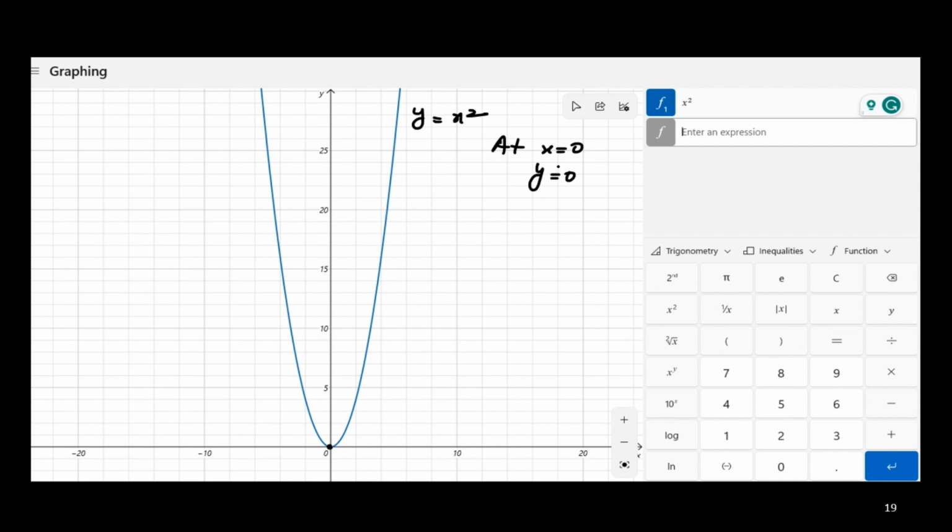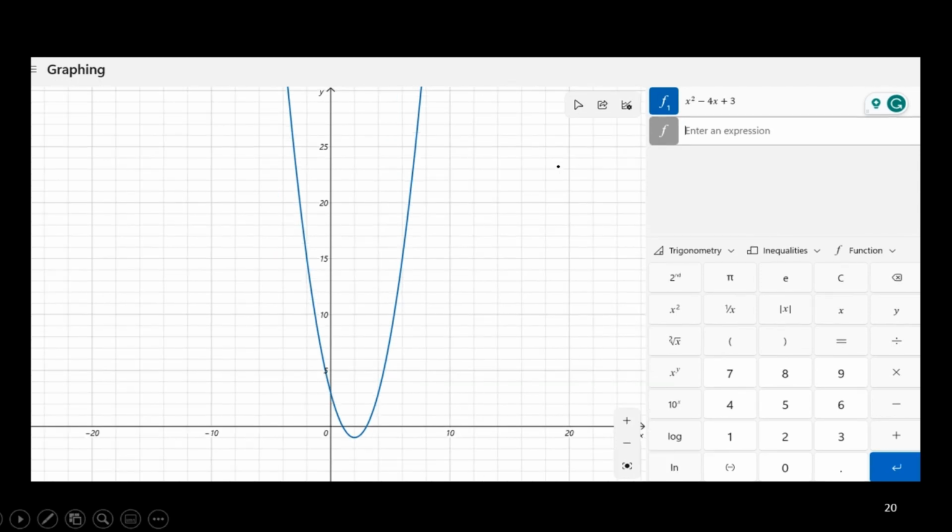We can check one more graph here. Check this. At x equals 2, in this graph, y equals x squared minus 4x plus 3. When we take x equals 2, the minimum value of the function is minus 1, because x is 2 here and the value of y is minus 1.